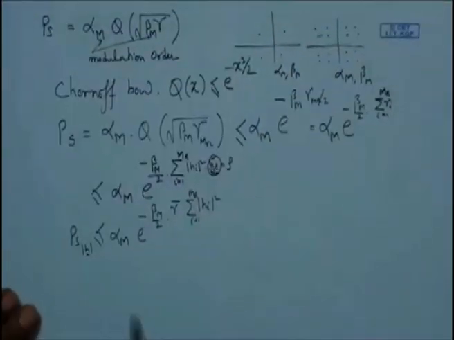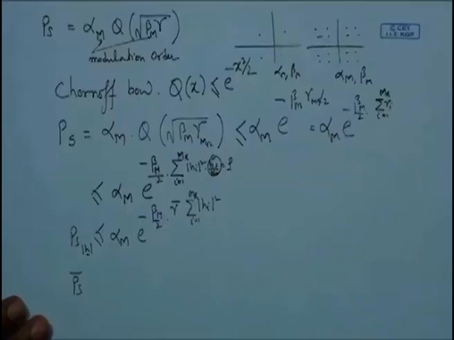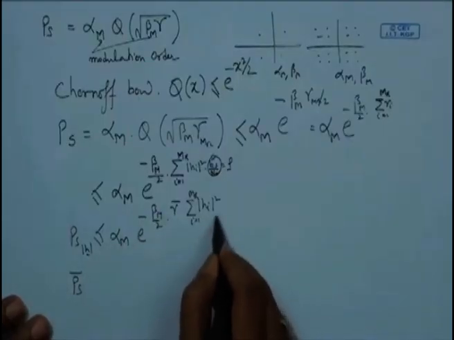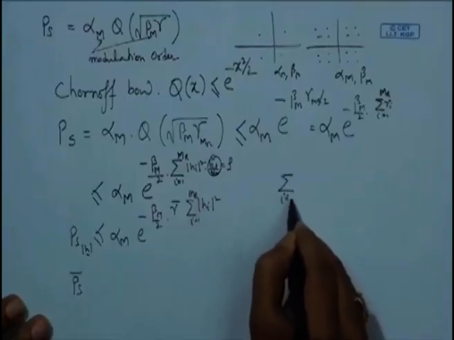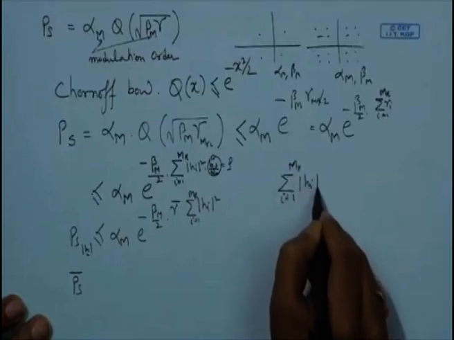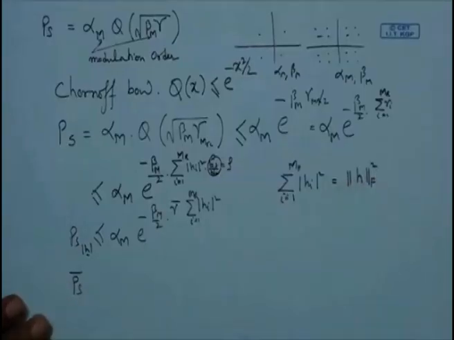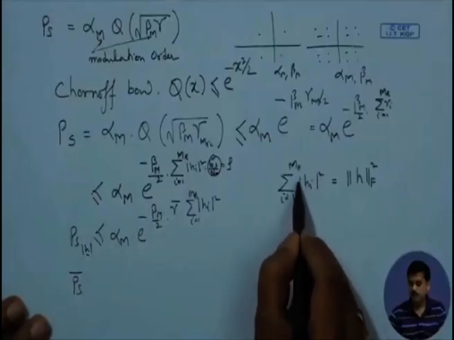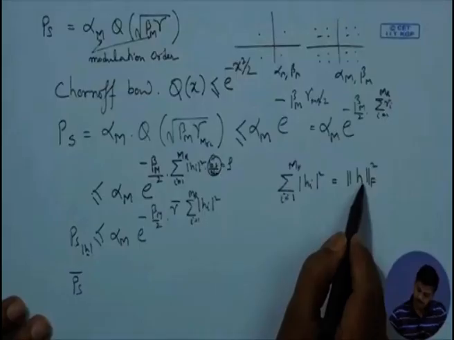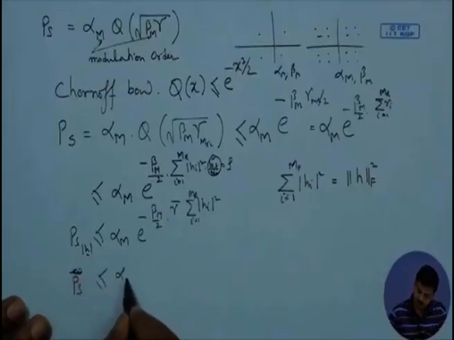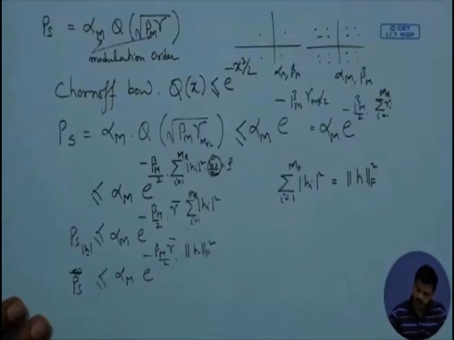So what we are interested to find at this stage is PS bar. If we have to find PS bar, we have to take the expectation of this over this particular thing. If we take this expression, the sum of h i squared from i equals 1 to MR, for MRC we could as well write it as the Frobenius norm of H squared, because it contains the sum of squares of all the channel coefficients. That's very interesting. So PS we could write as alpha m e to the power of minus beta m gamma bar by 2 times the Frobenius norm of H squared. Now this is going to turn handy.